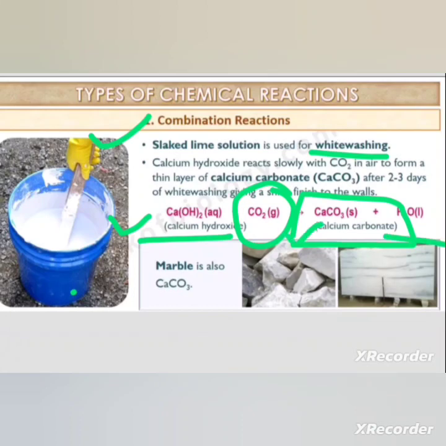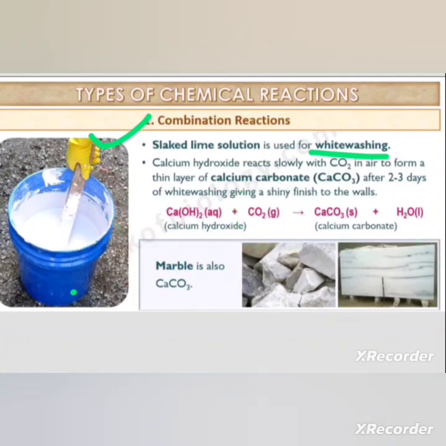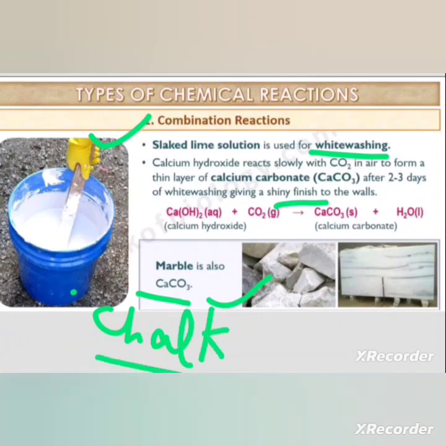So there is a formation of calcium carbonate, CaCO3, which gives a shiny finish to the wall. As we also know, marble has the same formula, calcium carbonate. Chalk also has the same formula, calcium carbonate.